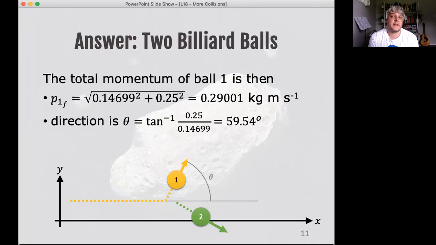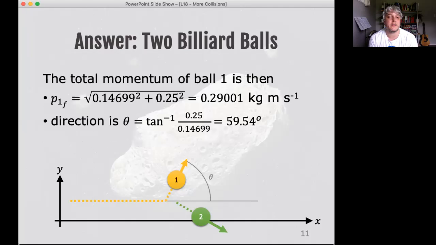That means we can figure out the total momentum of ball 1. Sorry, not the total. We've got the total momentum. We can figure out the magnitude of the momentum and the direction. And of course, the question asked for the speed and the direction, which of course is the velocity. Speed is the magnitude of the velocity. So we're asked for the velocity of ball 1. And that means we need to either calculate the components of the velocity and then the magnitude of the velocity, or as I've done here, you can calculate the magnitude of the momentum and then get the magnitude of the velocity from that.